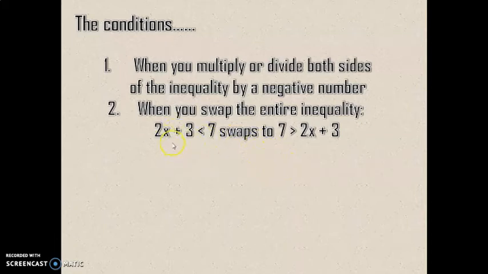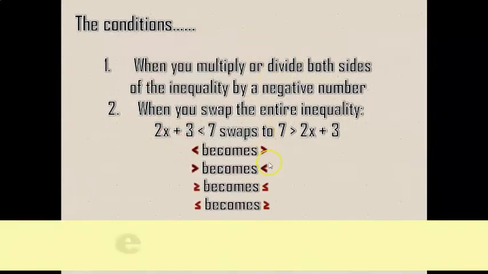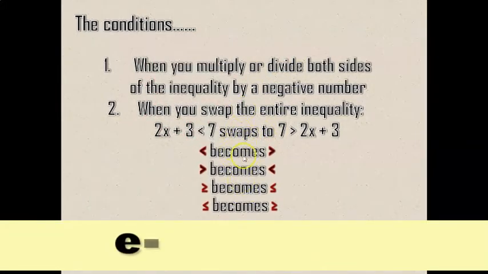Take for example, I have 2x plus 3 less than 7. If I swap this, it's going to be swapped to what? 7 greater than. The initial sign here is less than, but because I swap this inequality, I rotate this inequality by a 180-degree turn, then I'm going to have 7 is greater than 2x plus 3. Is that okay? So these are the two conditions that warrant us to change the direction of inequality. Are we on the same page? Good. Let's continue.